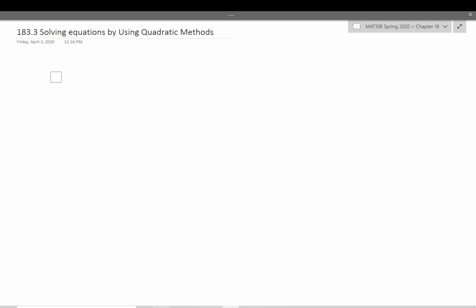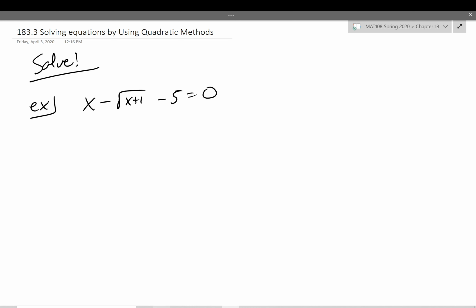Let me just write this. Solve. Like everything we're going to be doing today is solving. So first example, x minus the square root of x plus 1 minus 5 equals 0. So hopefully here you can see we have a radical term, which means we need to isolate this. So let me rewrite the problem.